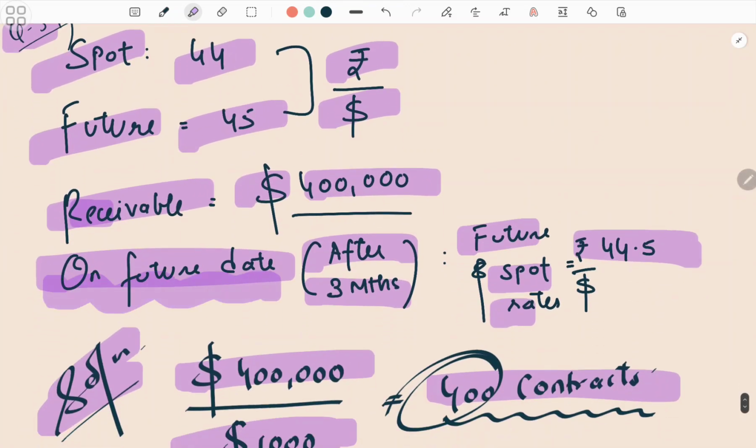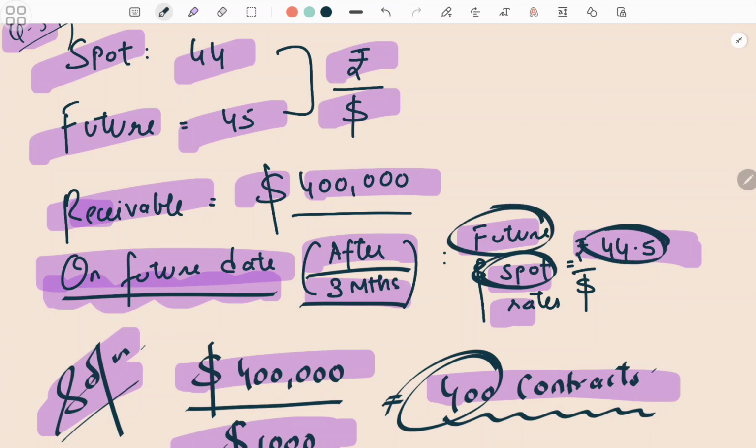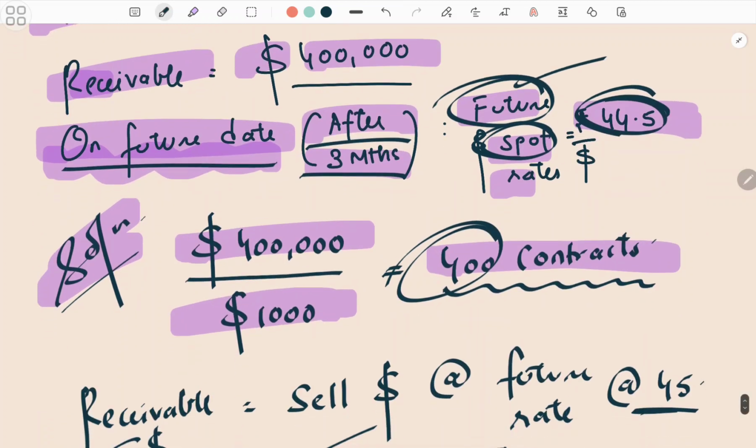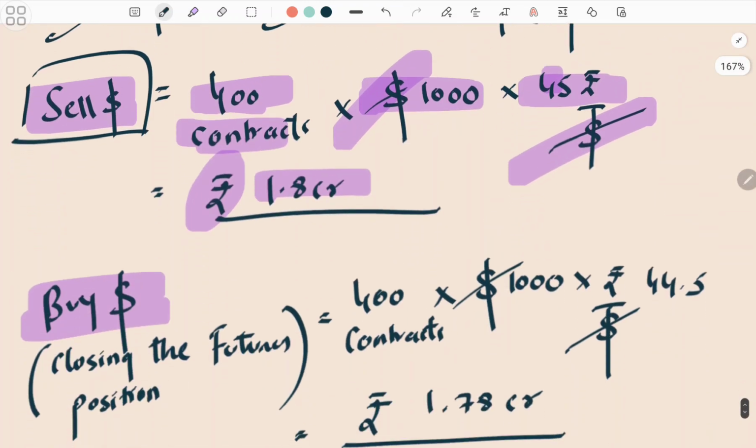On the future date, that is after 3 months on the maturity, the spot rate is 44.5. The future rate is also 44.5. I have to take the future rate in order to cancel out the future position. The spot rate will be taken for the actual inflows or outflows. Now in this case, it's the inflow because it's receivable. In this case, both rates are the same, but in case they are not the same, I've just explained how to interpret. Okay, so the future rate is 44.5.